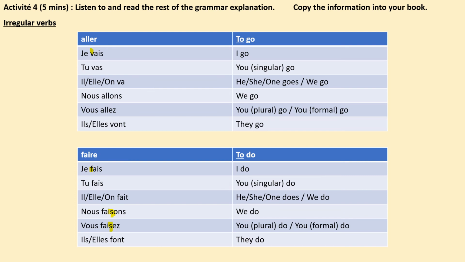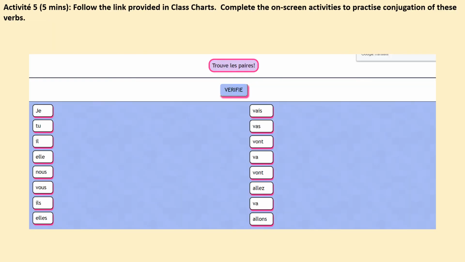Copy this information neatly into your book. Take a photo ready to submit on class charts. Activité 5. Follow the second link provided in class charts. Complete the on-screen activities to practice conjugation of the irregular verbs. Pause the video now.